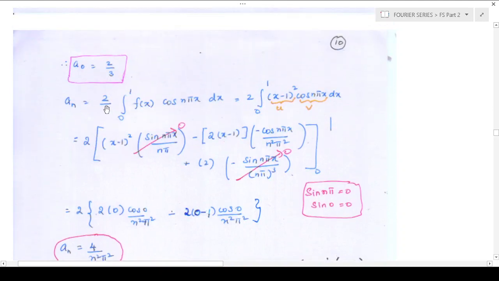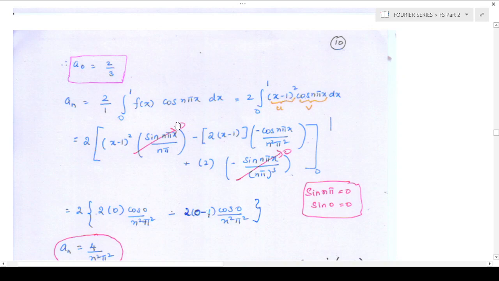Again 2 by L. L is 1 here, 2 by 1, integral 0 to 1 of f of x cos n pi x by L, L is 1, so cos n pi x dx. And then you substitute your f of x value. You will be getting degree 2 here, so you will be having 3 pairs of brackets with alternating plus, minus, plus, and so on. Write u here, x minus 1 the whole square, and u dash. Differentiate x minus 1 the whole square, it is 2 into x minus 1 into 1. And then differentiate this, it will be just 2.